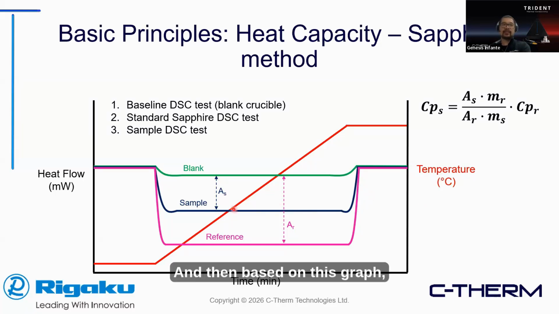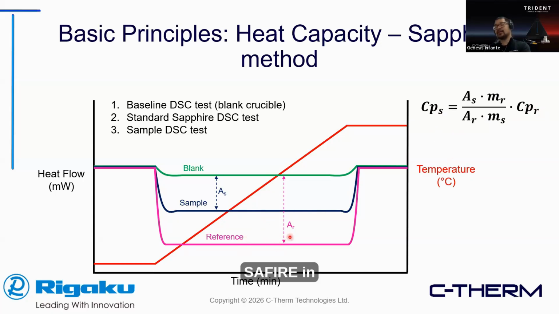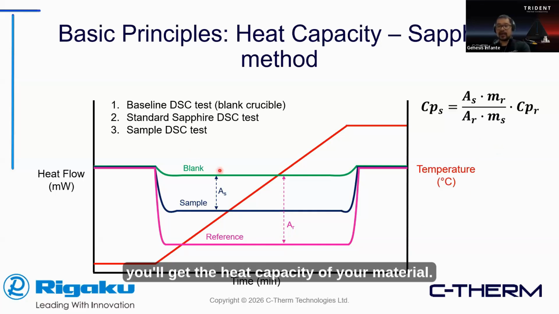Based on this graph, what you do is essentially calculate the heat capacity as a function of the heat capacity of the reference, which is the sapphire in this case, and at the end of the day, you'll get the heat capacity of your material.